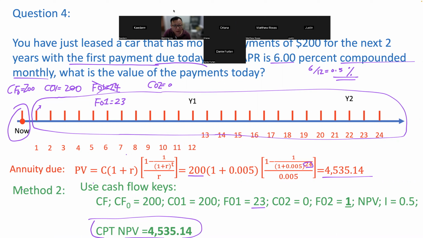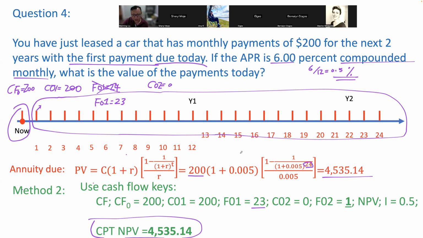Do we have any questions on this problem? Any questions? If you understand this question, the 2 methods, please give me a thumbs up. Very good, awesome. Thank you. Do you have any questions if you don't understand? Okay, no. We'll move on to the next one.